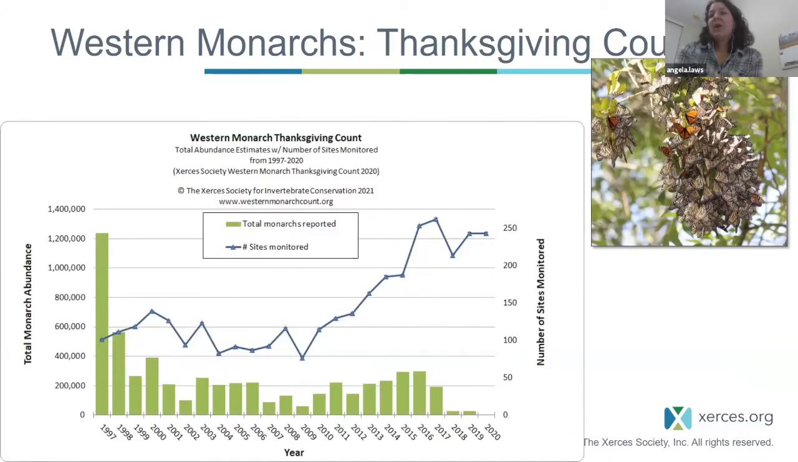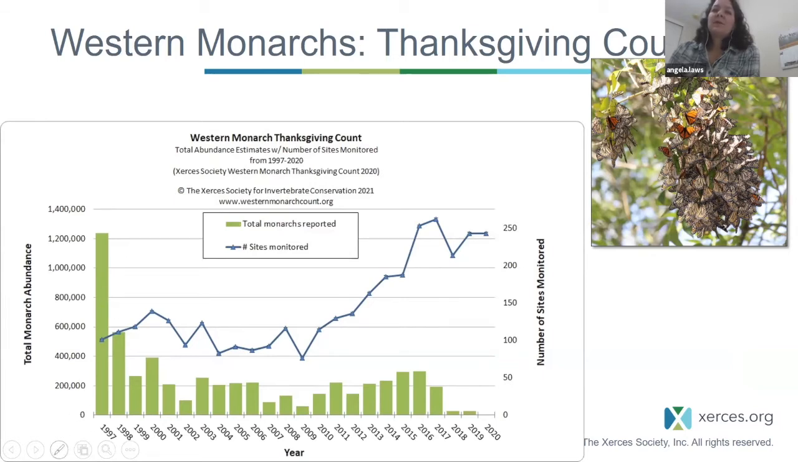The same is true of butterflies. So these are some data from monarch butterflies. And many of you probably know this, at winter, they form these clusters in trees. The Western monarchs go to the California coast. And since 1997, the Xerces Society has organized the Thanksgiving count to monitor the Western monarch population.